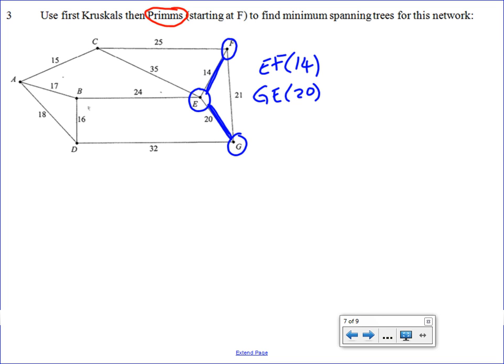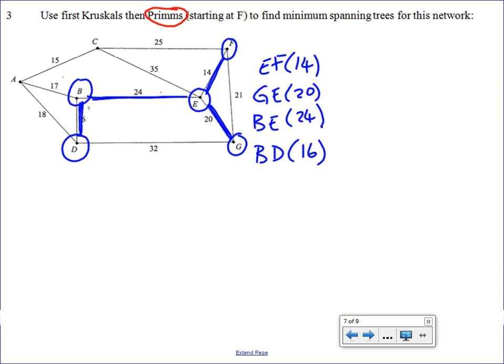Okay, we can now bring in C at 25 or 35, B at 24, or D at 32. So the cheapest is B at 24. So that's BE 24. Now we could bring in D at 16 or 32, A at 17, or C at 35 or 25. So the cheapest is D at 16. So that's BD 16. And now the cheapest thing is A, bringing that in at 17, AB 17, and then finally bring C into A on 15.